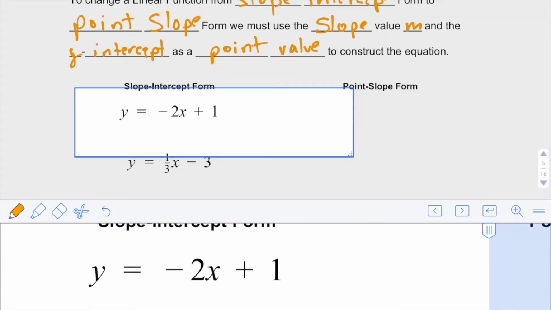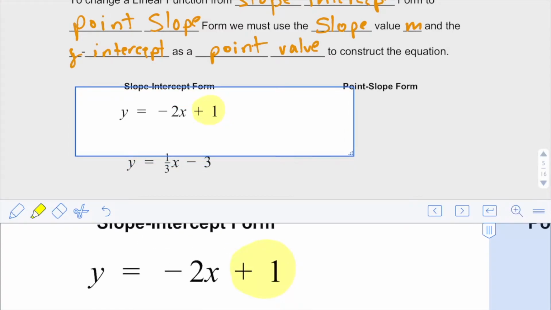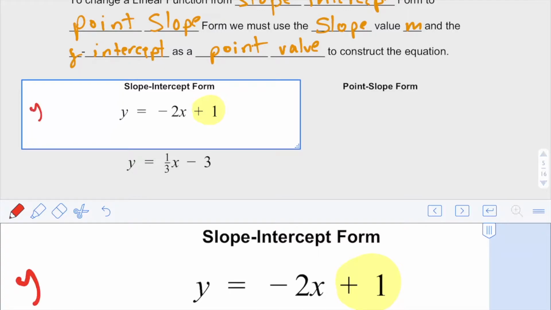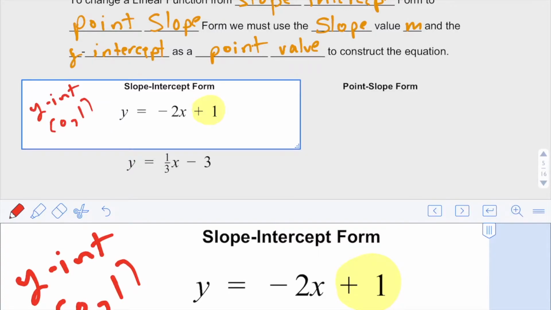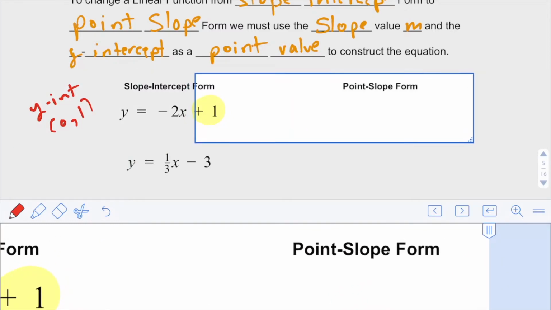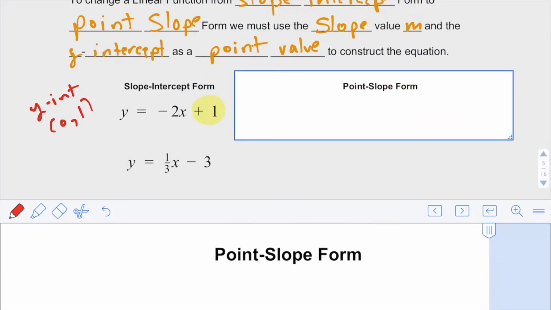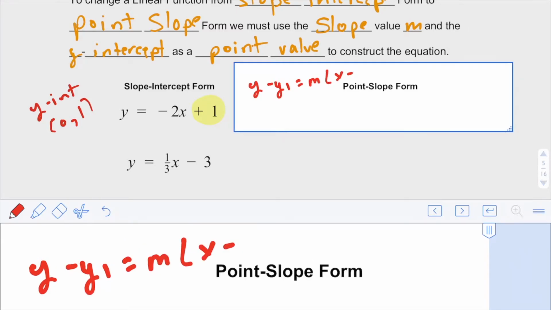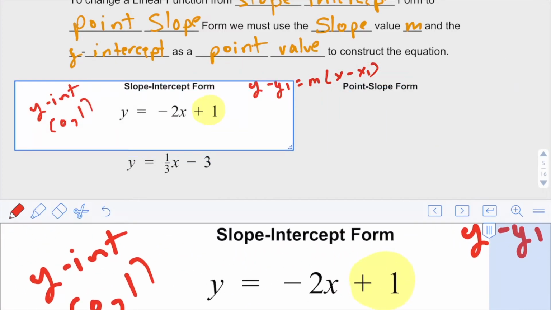So here's our equation. Well, first of all, the first thing we have to notice is that we have plus 1 here. So that means that our y-intercept for this equation is (0, positive 1). Alright, so we have to use that and our slope. And we know that our point-slope form is y minus y1, which is the y from the point, equals m times the quantity x minus x1, which is the x from the point. And in our case, the point is that y-intercept.